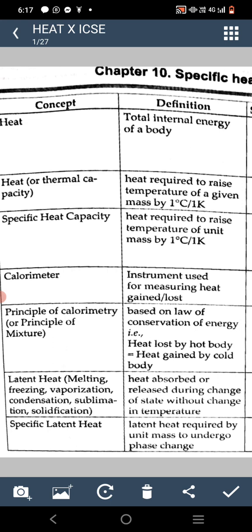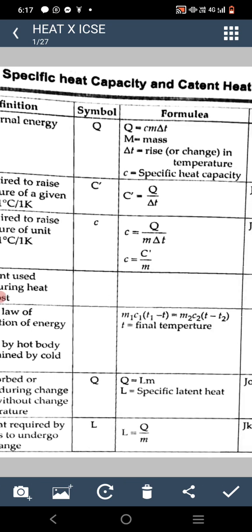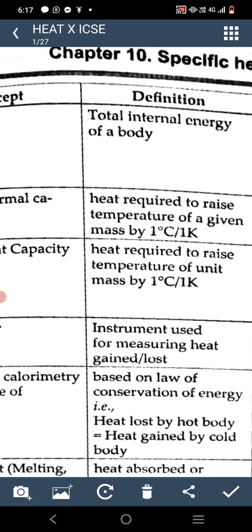So, what is latent heat of melting? The heat absorbed by a body during the change from solid state to liquid state without changing temperature is called the latent heat of melting. Specific latent heat is the heat required for unit mass to undergo a phase change. So these are different terminologies. You also have to know about the SI units.